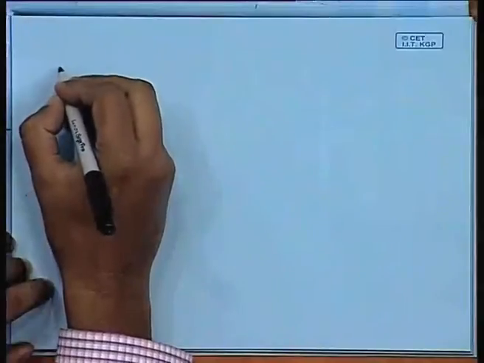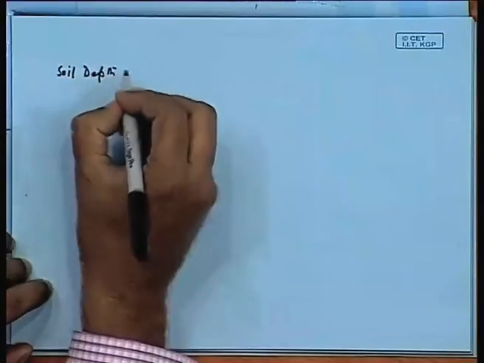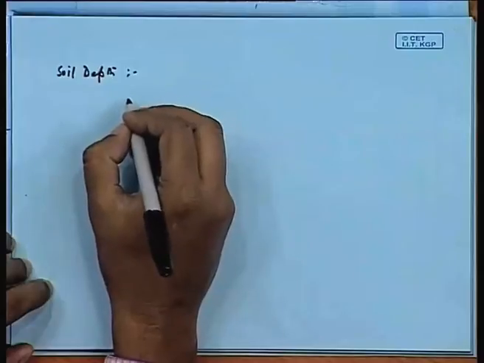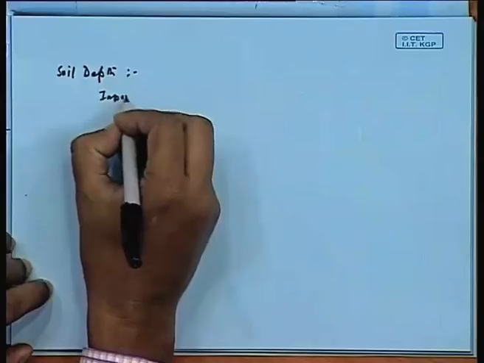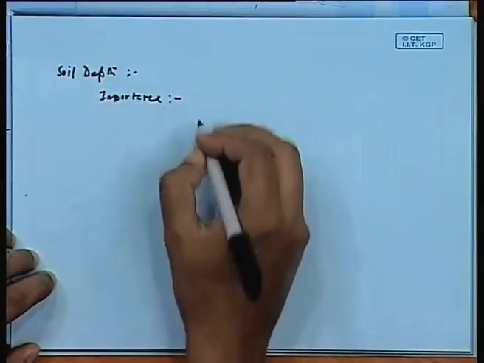We will begin this class today with the other parameters that are important for vegetative growth. What we have talked about so far is soil organic matter. Now we'll come to soil depth. There is another important parameter, the soil depth. The soil depth serves in two ways. Let us see the importance of soil depth.